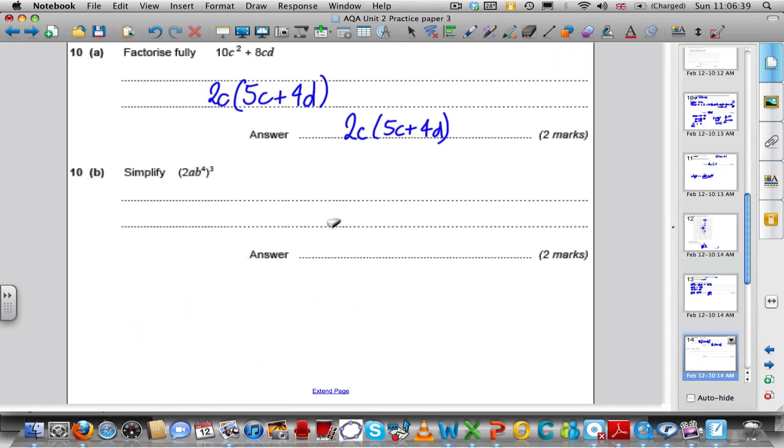So, let's have a go at this again. That means we're going to get 2 to the power of 3. a to the 1 times 3 is a to the power of 3. And b to the 4 times 3 is b to the 12. Now work it out. 2 cubed is 8. So this simplifies to 8a cubed b to the 12. The brackets here are key.